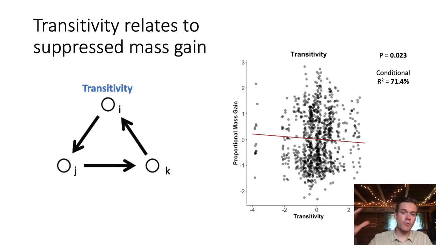So as groups became more connected across age, sex, and location, marmots gained less mass. There was a relationship with suppressed mass gain. This is against our a priori hypothesis, which was based in a previous paper in our system that found that there were higher rates of transitivity in affiliative networks. However, these results are highly context dependent on an individual's age.